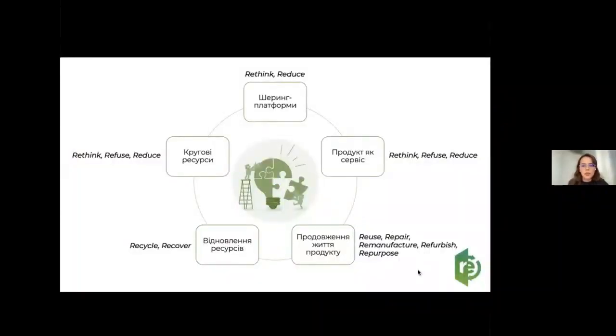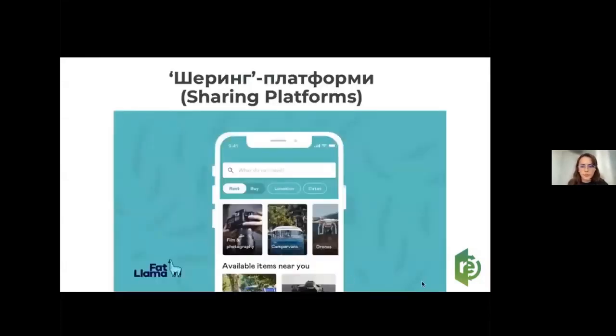Circular strategies are reflected in circular business models. The key five circular business models are identified, and they are being put to use quite actively around the world. These include sharing platforms, a product as a service, prolonging the life cycle of a product, resource recovery, and circular resources. And I've also included some of the strategies here that represent each of the business models. Now I will focus on each of them by providing an example that fits each. I will be talking about companies who have been quite successful. We'll start with sharing platforms.